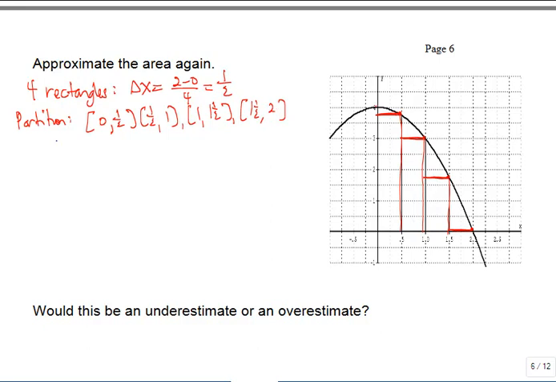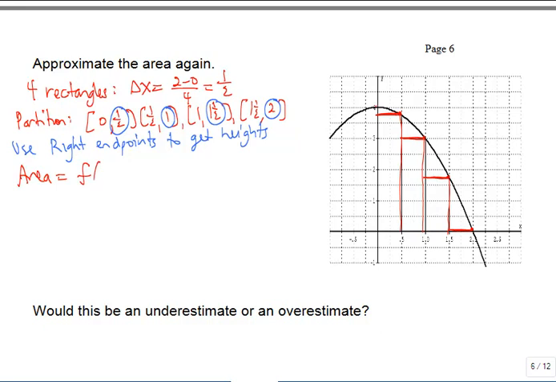But what's different is this time I'm going to use right endpoints to get the height. So when I plug into my function, the x's that I should plug into my function are the 1/2, the 1, the 1.5, and the 2. So my area is going to be the function at 1/2 times that width, plus the function at 1 times the width, plus the function at 1.5 times the width plus the function at 2 times the width.